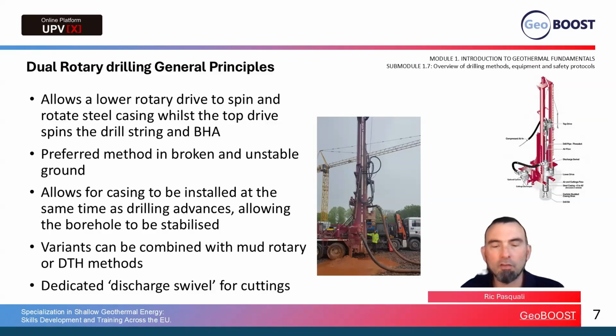So if you're in unstable ground, the borehole generally has a tendency to collapse or to close over as you drill it, and you need the steel casing effectively to support the borehole walls and keep it open. So it is particularly good in these unstable conditions. Its advantage is that it can be used with a mud rotary drilling system, or it can be used with a compressed air method, as we will discuss in a few moments.